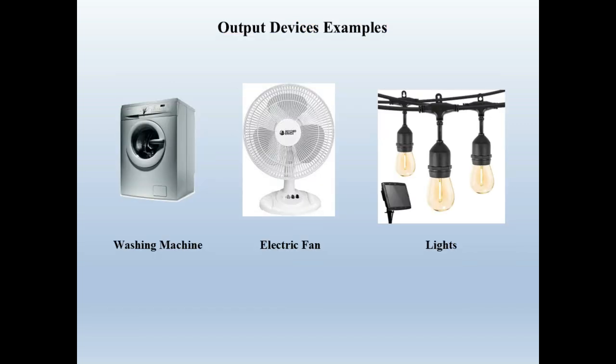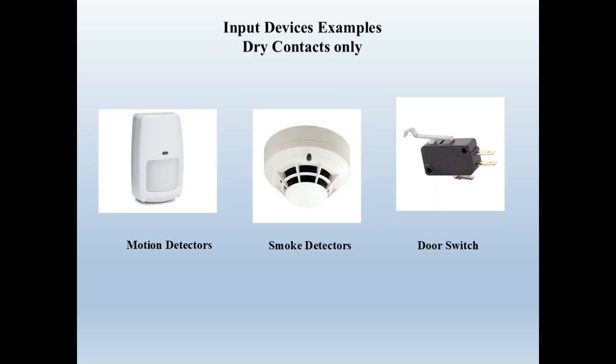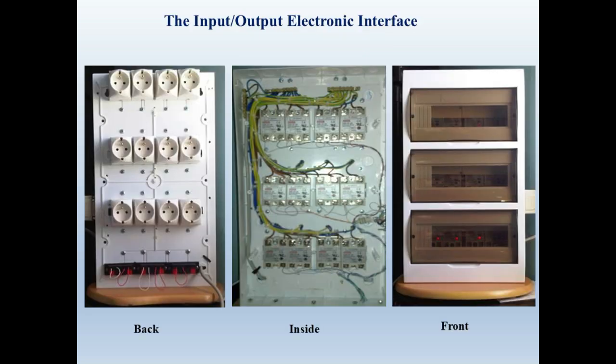These are examples of output devices to be controlled. These are examples of input devices, event alarm sensor switches connected to the parallel port. This is the electronic interface and it is physically connected to the parallel port of the PC and which transfers the events to the appropriate device to be operated.